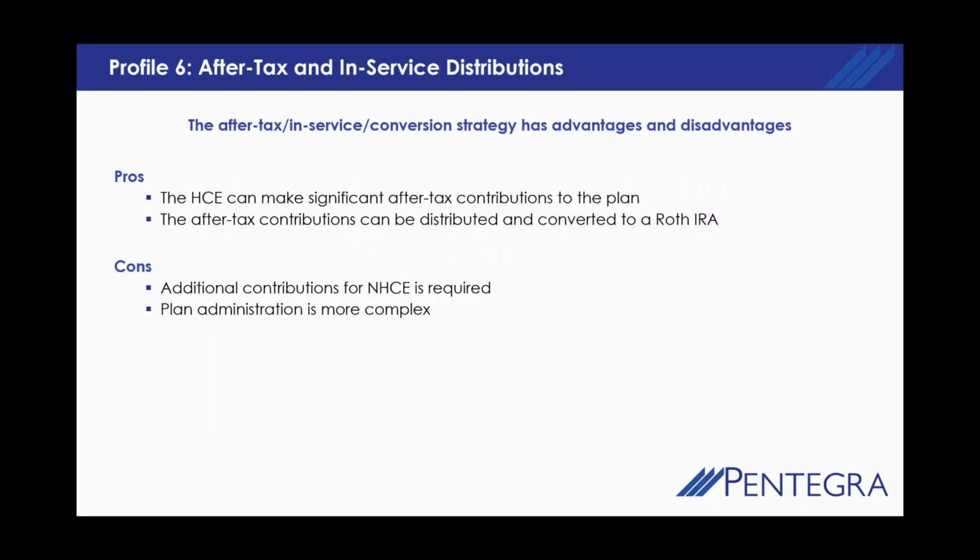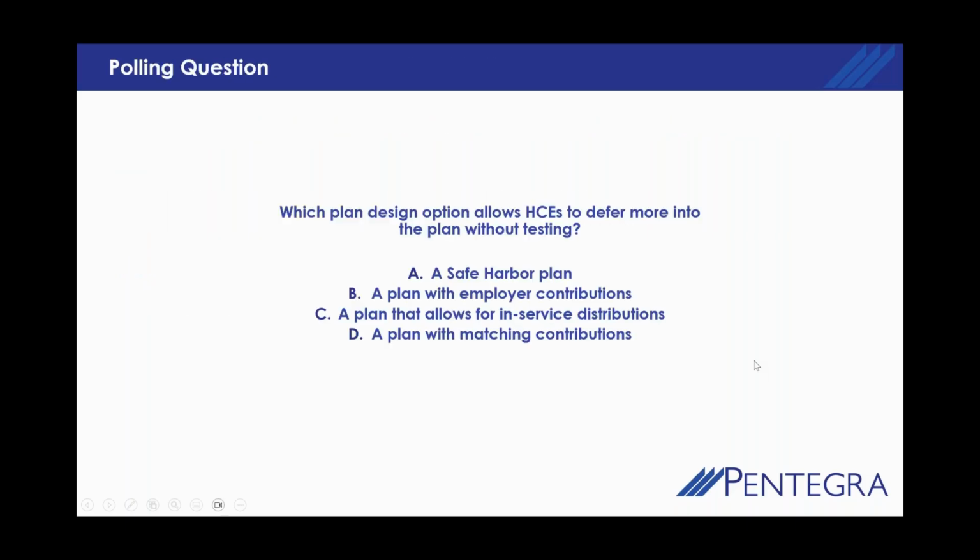So the pro here is that the highly compensated can make the significant after-tax contributions and convert them to the Roth that they want. But the downside is there may be that added expense of making that fully vested contribution for that employee to get past the testing. And there's some more complexity on the administration of this plan. There's more testing that has to be done. Next polling question.